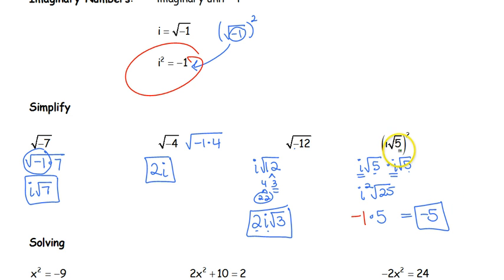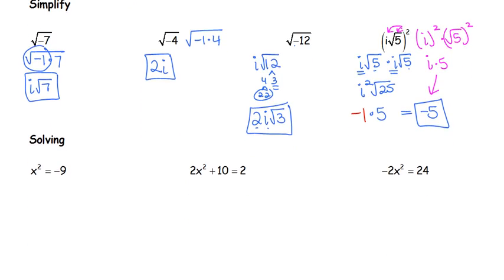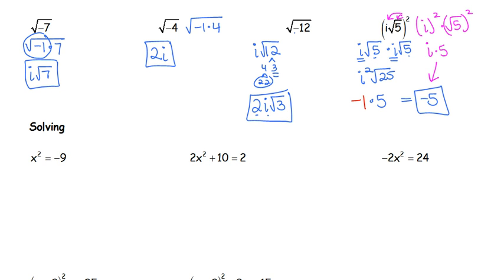Now, because we don't have any addition or subtraction here, I could also just distribute that squared sign. So i squared times root 5 squared. And we would get i squared times 5, which again would give me that same answer of a negative 5. So there are two ways you could approach that problem. So that's simplifying. We're going to move on to solving.